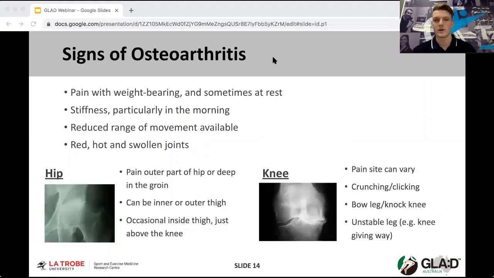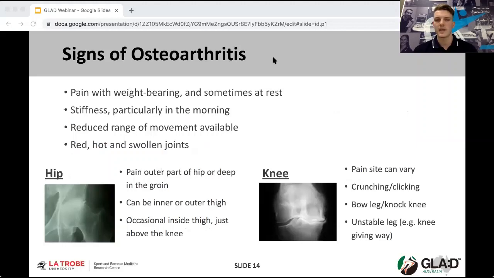Alrighty, some signs of osteoarthritis. So osteoarthritis usually starts in one joint. Symptoms can develop slowly and may stop completely, but the experiences will vary from person to person. Stiffness, especially in the morning or after sitting down for a period of time. So it's usually short-lived, less than 30 minutes.